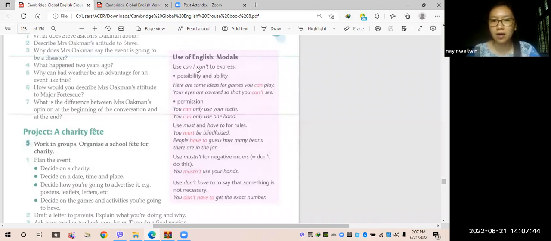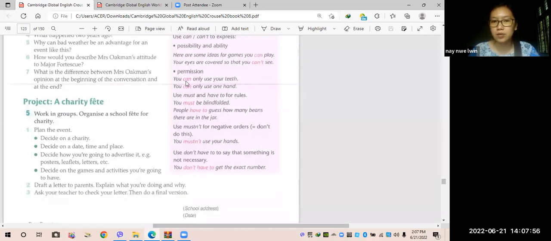So you can use can or can't, expressing possibility or ability. For example, here are some ideas for games you can play, that is showing your ability, right? And sometimes you can also use can to show permission. You can only use your teeth, or you can only use one hand. So when we are talking about permission, we can use can, right? You can do it, you can't do it like that.